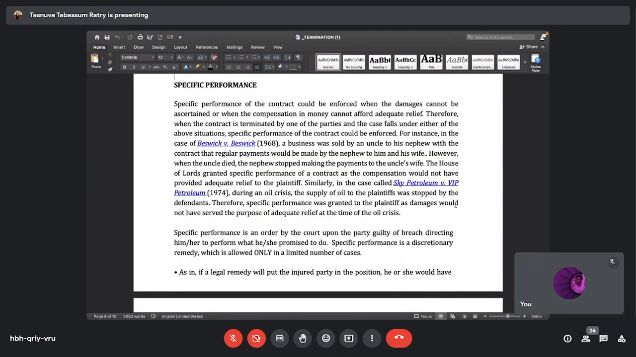Okay, so according to the contract, the term was that the nephew would regularly make a payment to his uncle and the uncle's wife. When the uncle died, the nephew stopped making the payments to the uncle's wife. The House of Lords granted specific performance of the contract, not any other damages, not monetary compensation, but an order of specific performance where the nephew was forced to pay the amount of money to the uncle's wife.